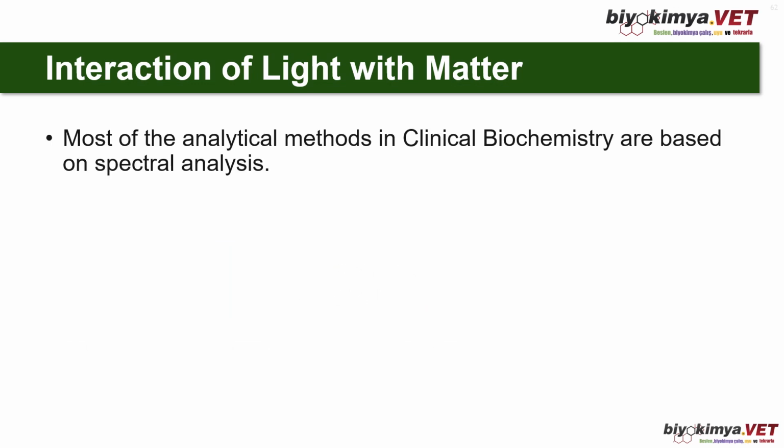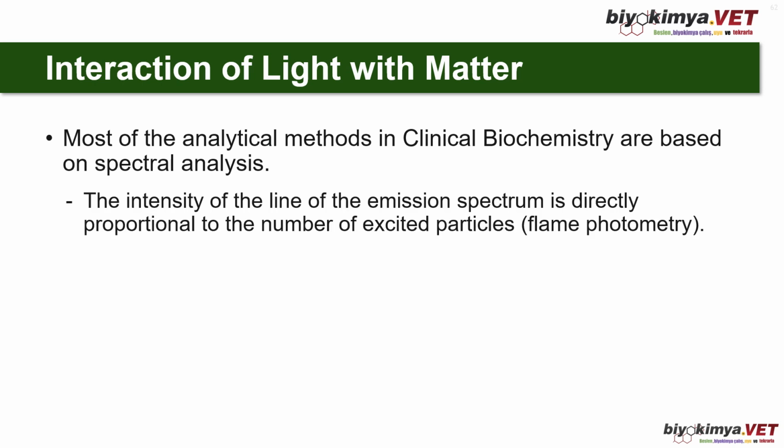Most of the analytical methods in clinical biochemistry are based on spectral analysis. Actually, not only in clinical biochemistry, but in laboratory science in general. The intensity of the line of the emission spectrum is directly proportional to the number of excited particles. An example method here is the flame photometer.